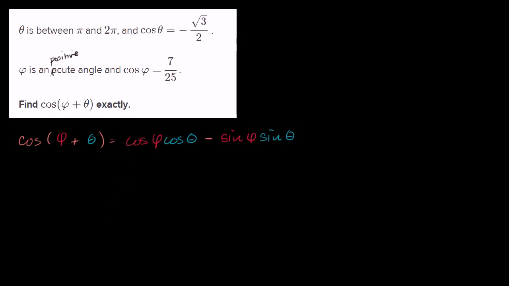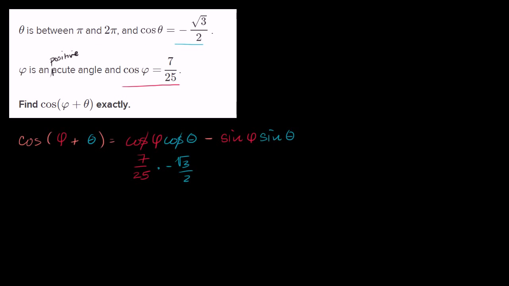And we already know some of this information. We know what cosine of phi is. Cosine of phi is 7/25, so that is 7 over 25. We know what cosine of theta is. Cosine of theta is negative square root of 3 over 2. So we're going to take a product here for this term. But now we need to figure out what sine of phi and sine of theta are.